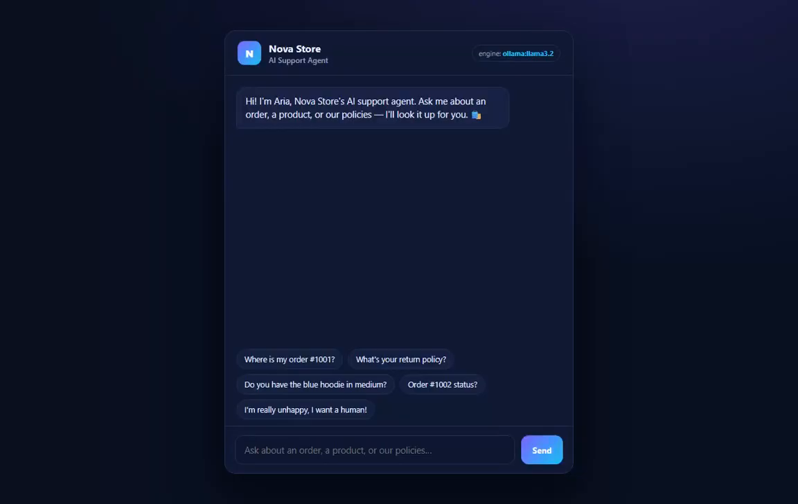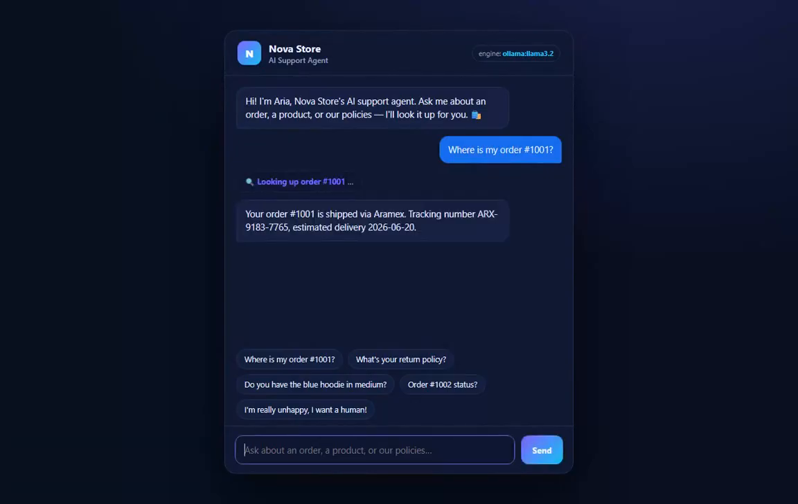Here's the agent, running live on a local model. Watch the trace. Every tool it calls is shown on screen. Where's my order? It calls getOrderStatus and answers with the real tracking number and ETA.